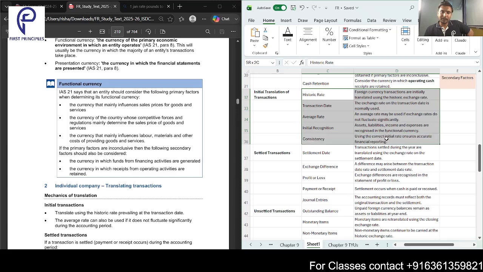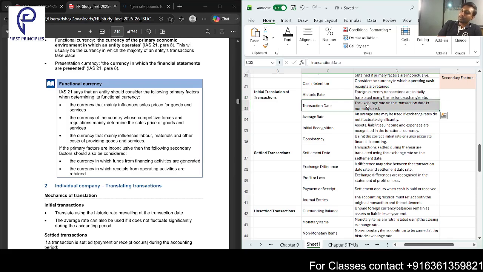Okay, so this is again a little generic here, nothing that is too technical. Firstly, when initially the journal entry is done, we use the historic rate. When the transaction is settled, we use the exchange rate on the settlement date. Then an average rate, right? If there's not much fluctuation during the year, we can use the average rate also. If we cannot determine the transaction date, if you don't recollect when the transaction happened, for whatever reason, and if not much change has happened in the exchange rate throughout the year, you can use the average rate. Next, initial recognition. Initially, you'll recognize everything in the functional currency. And finally, consistency. You use the correct initial rate, and if you do that, you will see that your reporting is very accurate.